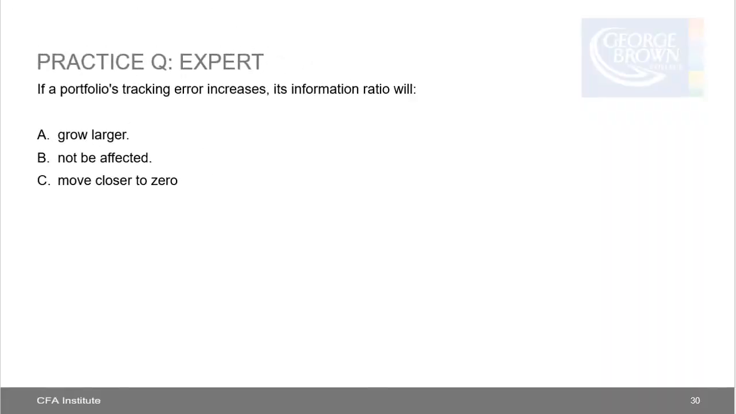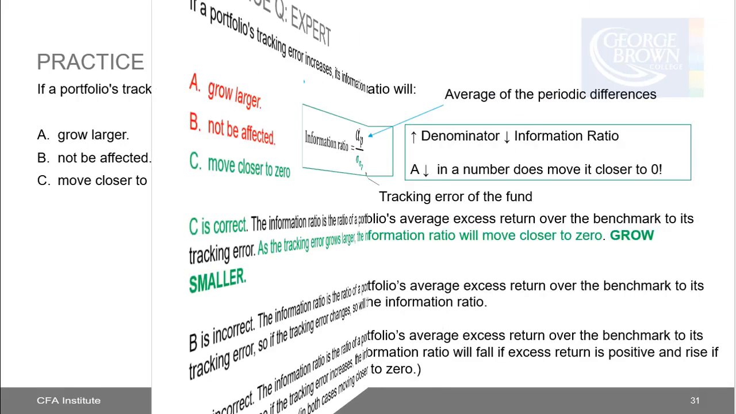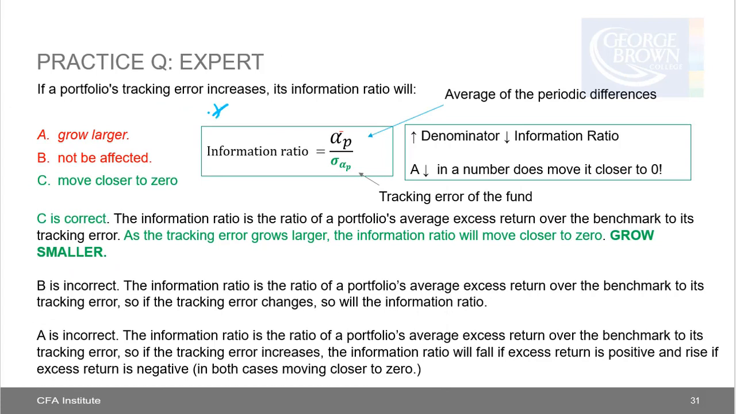Another quick question at the expert level to check our understanding. The question is, if a portfolio's tracking error increases, its information ratio will A, grow larger, B, not be affected, or C, move closer to zero. Okay, again, that's why understanding the formula, what's in the numerator, what's in the denominator, makes this English question based on the math a lot easier, because it's saying if a portfolio's tracking error increases.